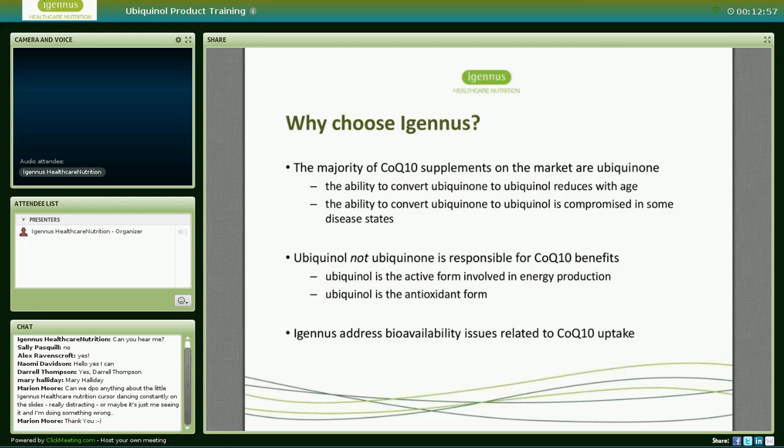We know that the majority of coenzyme Q10 supplements on the market are in the form of ubiquinone. The ability to convert ubiquinone to ubiquinol reduces with age, and is also compromised in some disease states. So taking ubiquinol over ubiquinone would certainly be beneficial. We also know that ubiquinol and not ubiquinone is responsible for the majority of the benefits attributed to coenzyme Q10. For example, ubiquinol is the active form involved in energy production, and ubiquinol is also the antioxidant form.